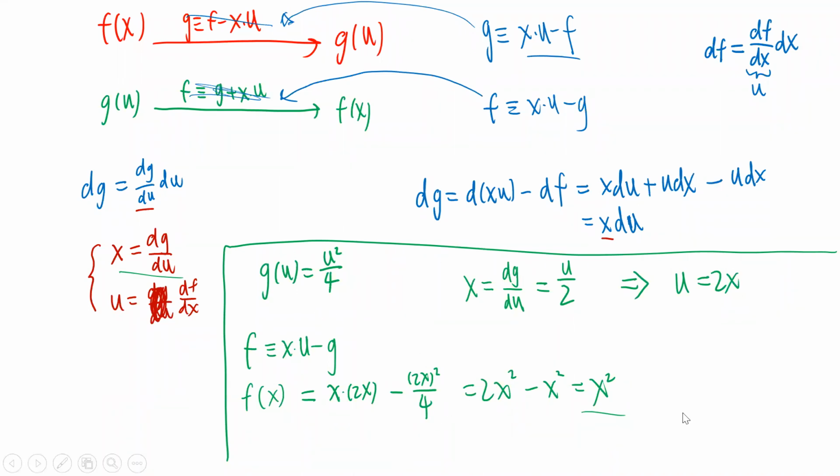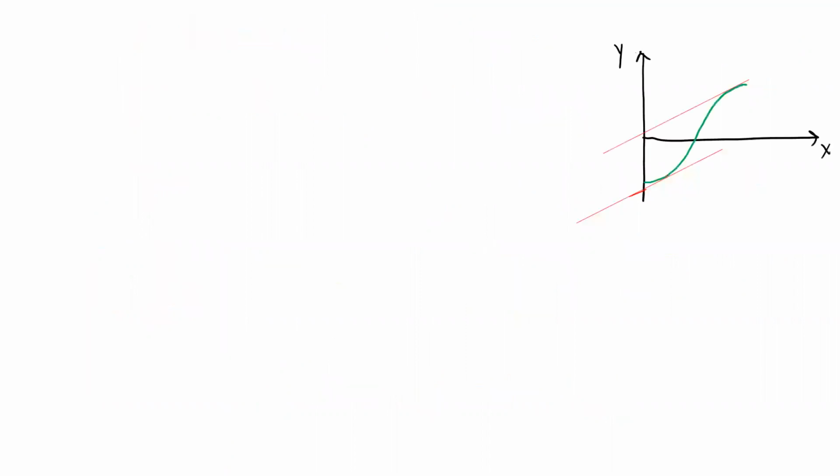So notice that in the whole process, we pretend that we don't know f of x. All I'm doing is using this definition of the Legendre transform with this relation to get back to the function of x. So from this simple example, I show you how f and g are just two different representations of the same function.